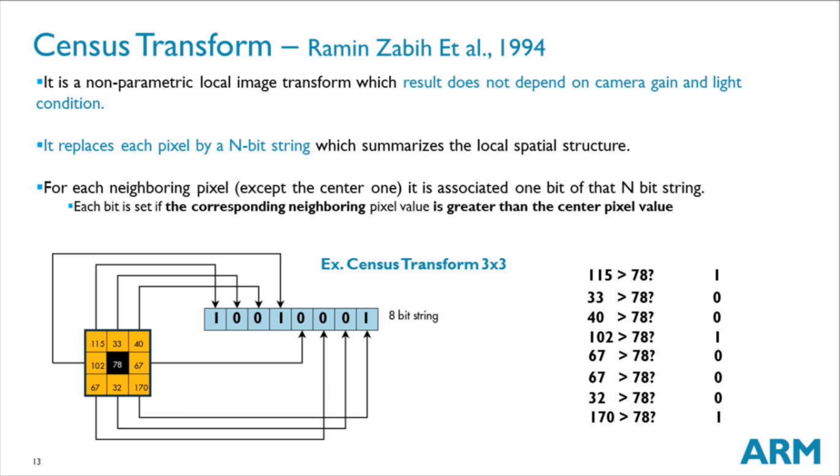In this case, we have an example. 115, is it greater than 78? Yes, so we set the first bit. 33, is it greater than 78? No, so we set to 0 the second bit, and so on.